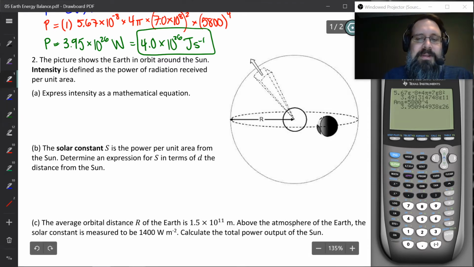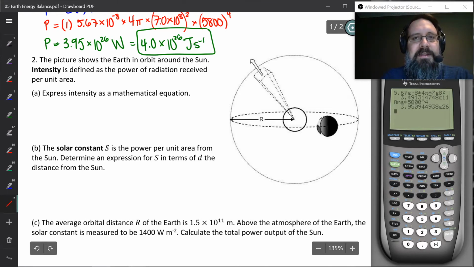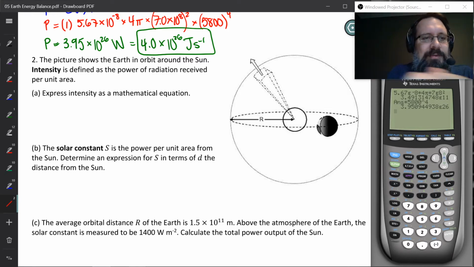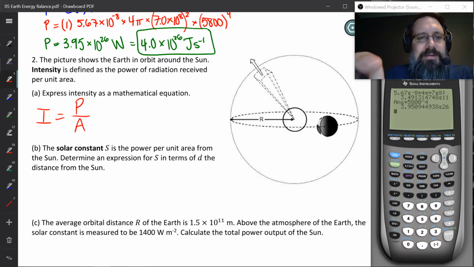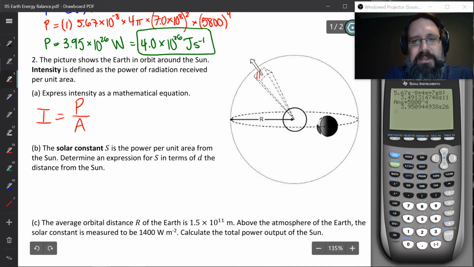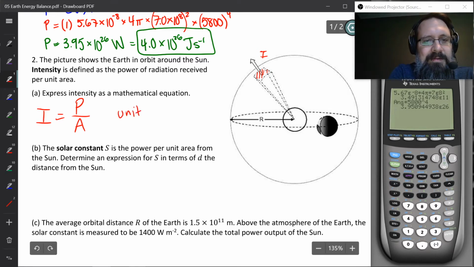So what we need to remember is the idea called intensity. It's been a year since we thought about intensity, because we haven't talked about it since electricity or waves. All right, so we want to write down what intensity is in the mathematical equation. Intensity is defined as power per area. So if I want to find the intensity here, I would take the power of the sun and divide by the area that I have there. The units of intensity are watts per square meter.